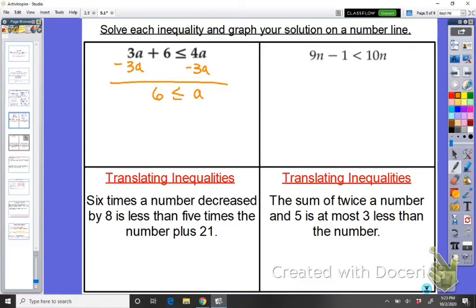Again, students and I prefer to read the variable first, so I'm going to flip this around. So a has to be greater than or equal to 6.